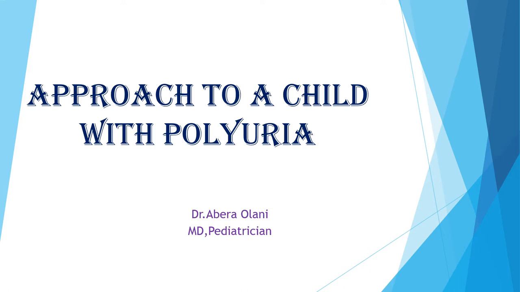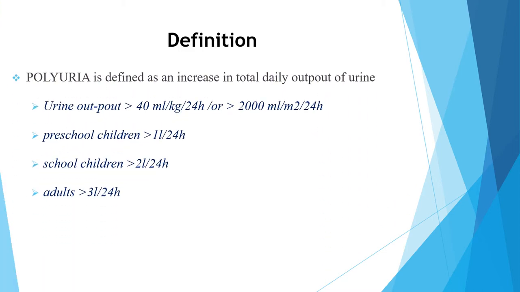Hey everyone, now I will discuss the approach to a child with polyuria. To start with the definition, polyuria is defined as an increase in total daily output of urine, and we say polyuria if there is urine output of more than 40 ml per kg per 24 hours or more than 2000 ml per meter square per 24 hours.